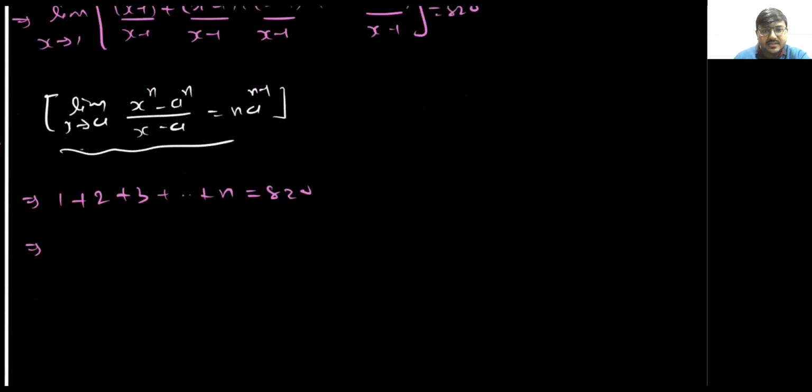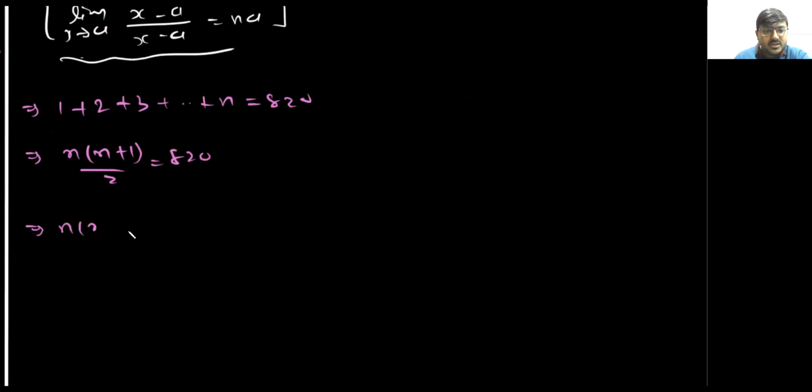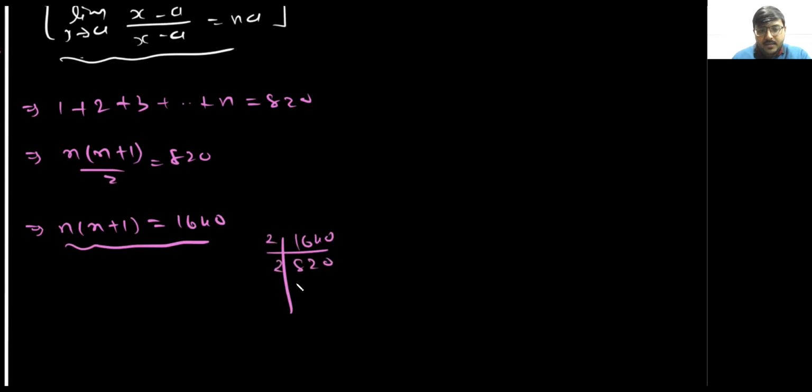Now it is easy to get this as n into n plus 1 by 2 equals 820. So n into n plus 1 equals 820 into 2, that is 1640. Now I will convert this 1640 into a multiplication of two consecutive terms, because I have n into n plus 1. So let's make factors of 1640: 820, 410, 205, then 5, 4, 1, and 41. So it will be 40 into 41.